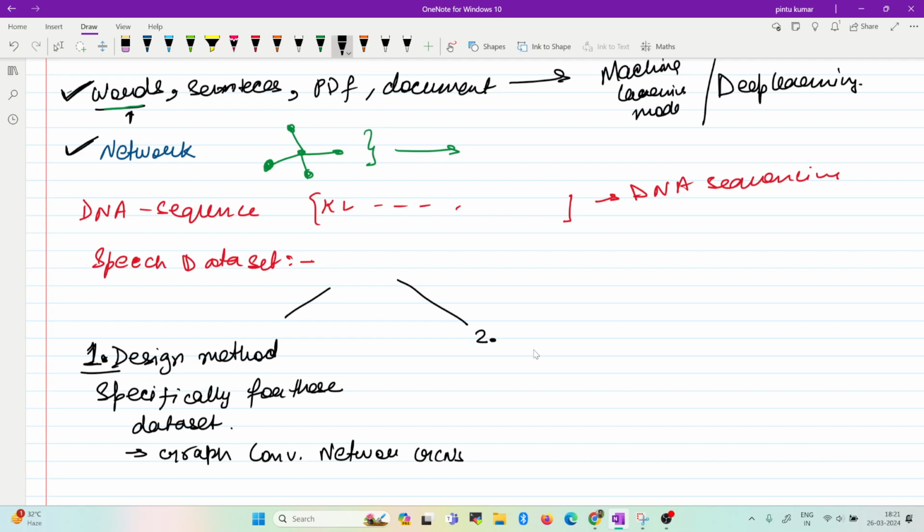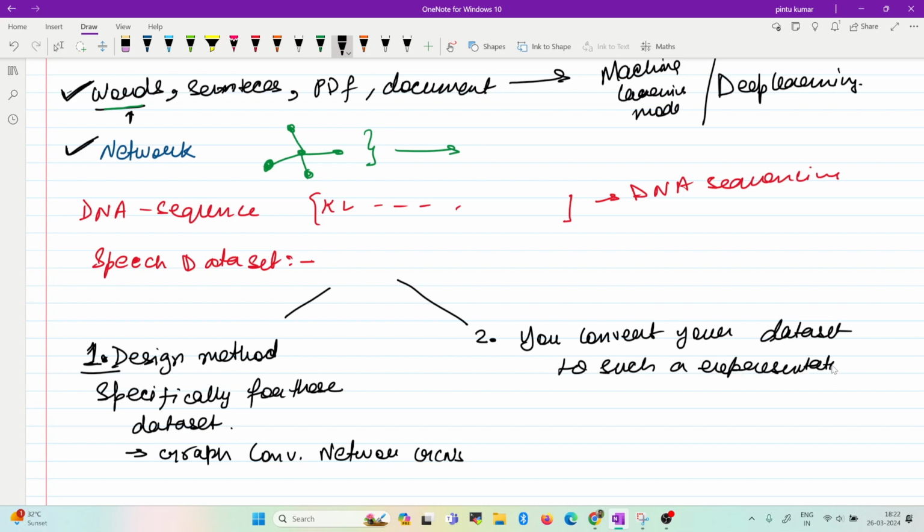The second path that you can take is you convert your data set to such a representation where you know the algorithms that you have at hand. For example, you know how your normal neural network works. So you can convert these data sets to some Rn vectors, and then you have a variety of models that you already know, and you can use them.